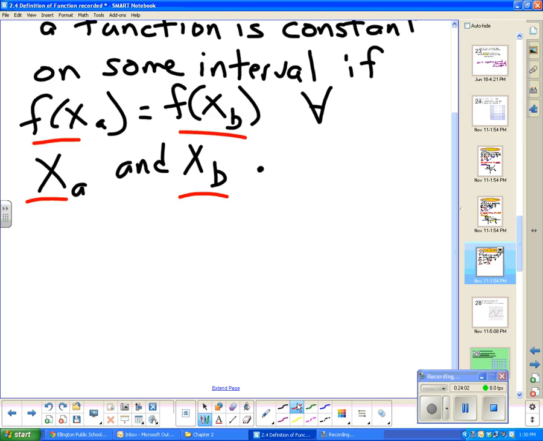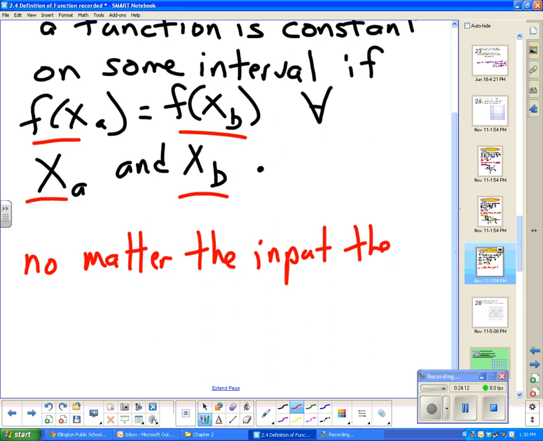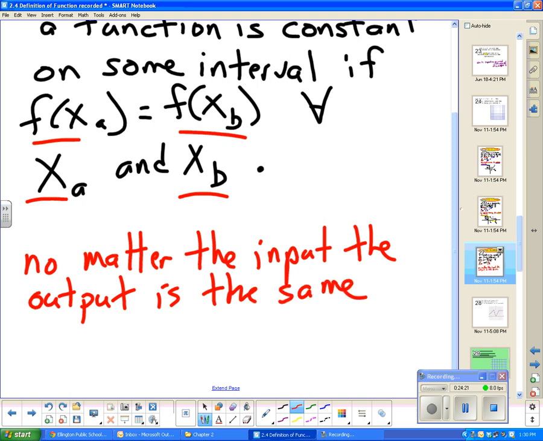If I want to put this into words, it just basically says no matter the input, the output is the same. And that's what the math version of the word constant is, means the same.